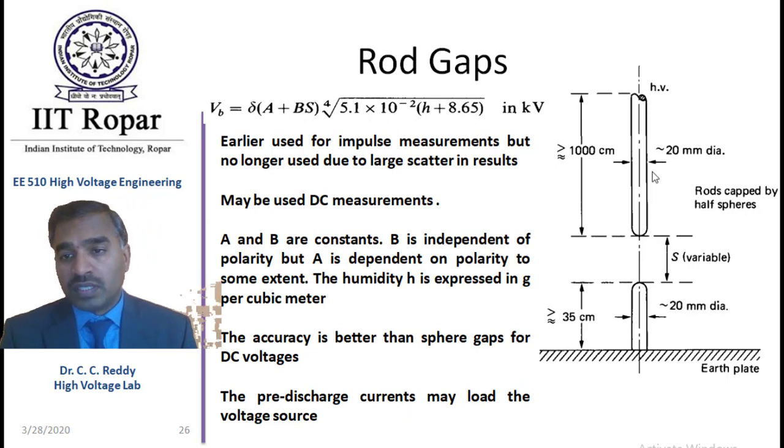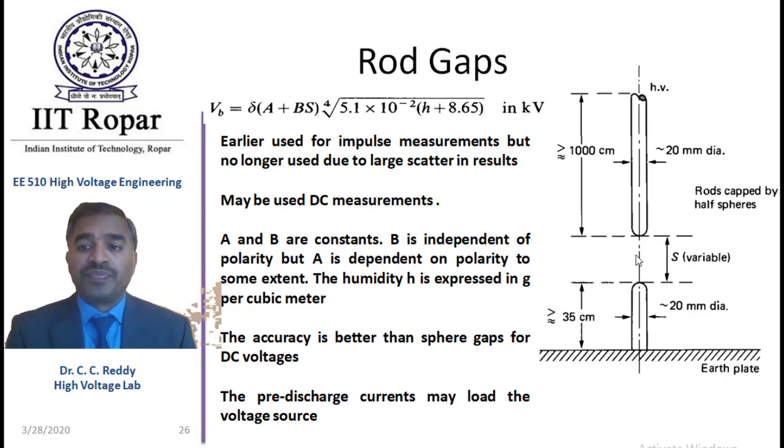So in this diagram, a typical electrode arrangement is given. Rods capped by half spheres. So these two are actually half spheres. It means that the radius of curvature here is half of the diameter. So this is 20 mm diameter, so radius of curvature should be 10 mm here. So this is the requirement of construction. So typical arrangements are shown here. The height should be 35 centimeters or more for the ground electrode in order to initiate a breakdown here.